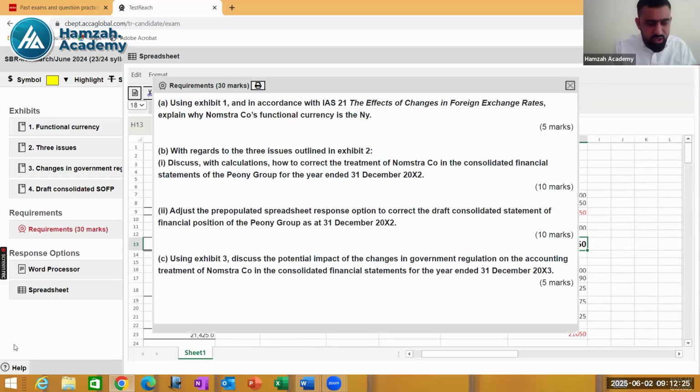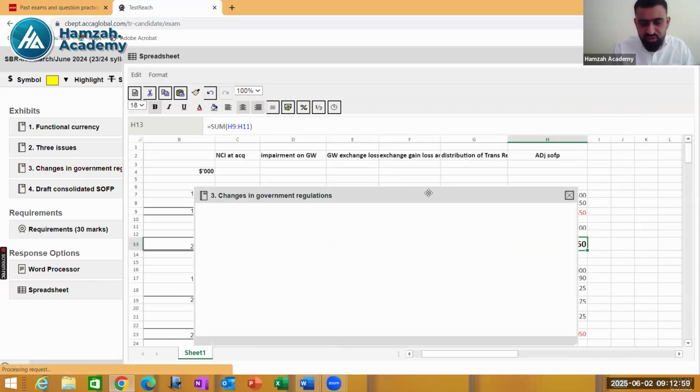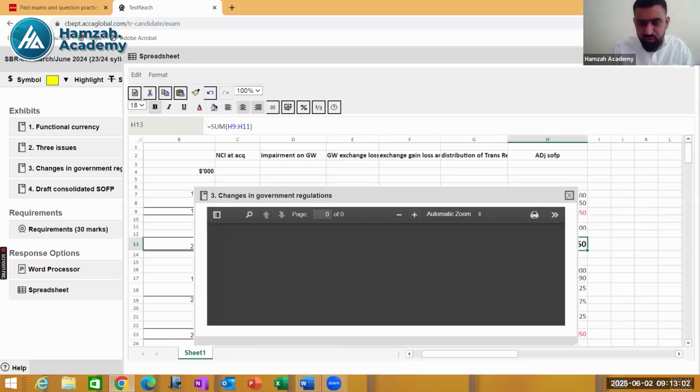Now the final requirement, and that is using Exhibit 3, discuss the potential impact of change in government regulation on the accounting treatment of the Numestra company in a consolidated financial statement for the year ended 31st December 20x3. So, Exhibit number 3, changes in the government regulation.